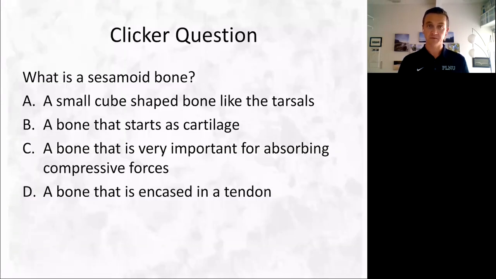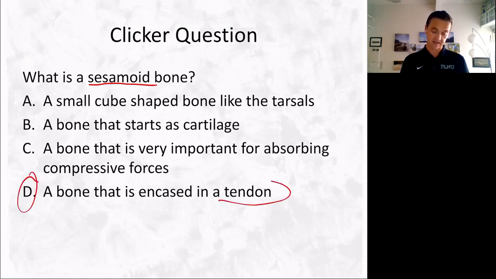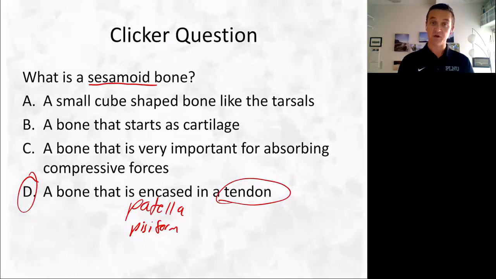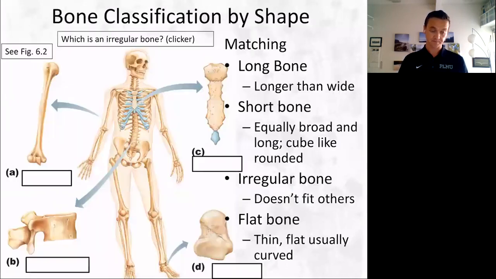Okay, so a little bit of a preview, clicker question here. What is a sesamoid bone? Pause it for a second, think about it if you're not sure. A sesamoid bone is a bone that's encased in a tendon, okay? Think of your patella. Think of that pisiform bone. You've got some other ones in your toes as well, and some other ones in different places. So there's a couple there that we've looked at, patella and pisiform.